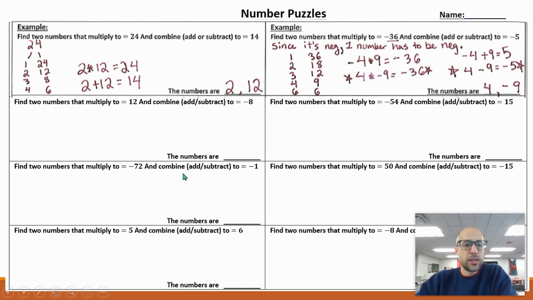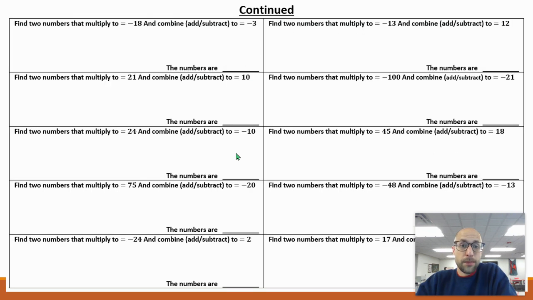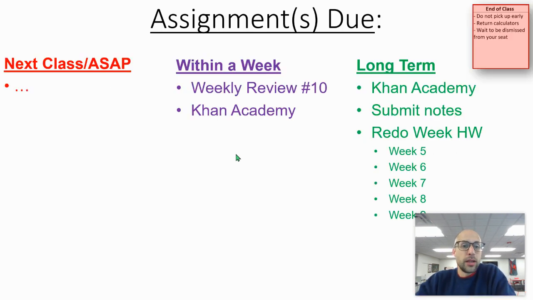So you're just trying to get as many of these filled in as you can, and we'll be starting with these a little bit next class period as well, doing a little practice to get us in the mindset that we need to be in for factoring trinomials. Okay. So at this point, weekly review number 10 is the only other thing to be aware of in Khan Academy. So good luck on your lesson quiz. Do your best and make sure you get it finished and get some work done on those number puzzles. Have a good day.